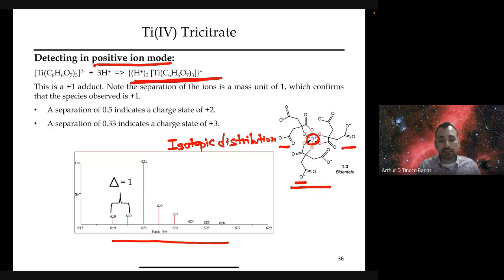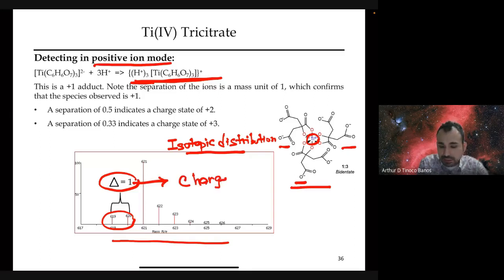And information that you can get is what is the actual charge of the species that you're looking at. And the way you get that is by looking at the isotopic distribution, and you focus on the separation of the isotopes. Depending on that difference, you can determine the charge. So a difference of 1 indicates that the charge is +1. And I say +1 because we're in positive mode. If that difference was 0.5, then remember, if you're collecting mass by charge, that means that you have a +2 species. If the difference is 0.33, that implies that you have a +3 species.